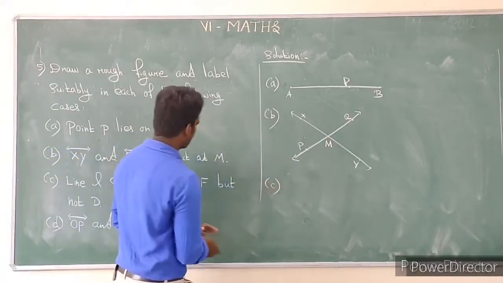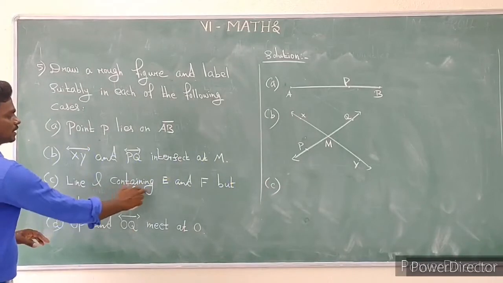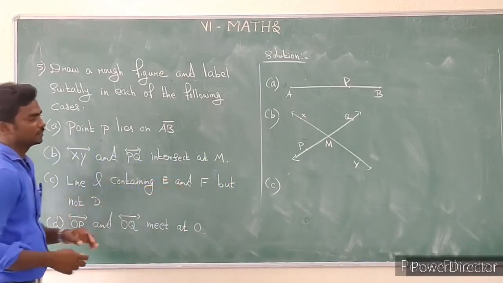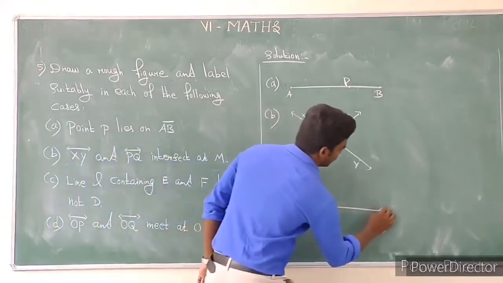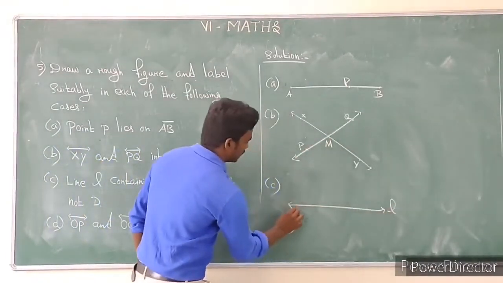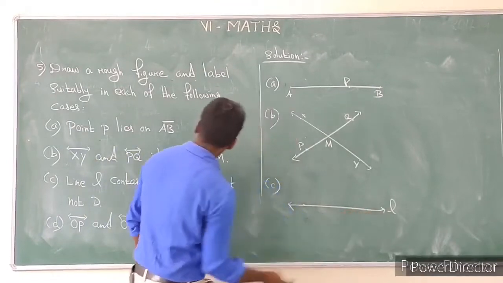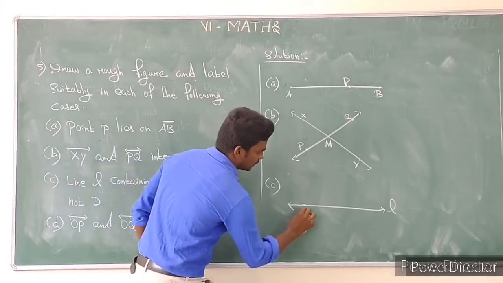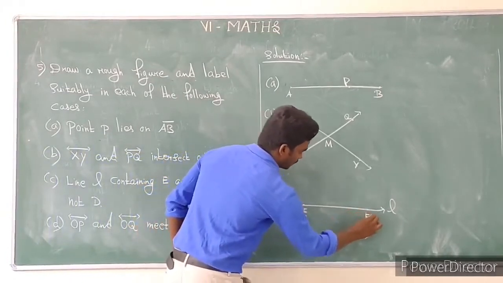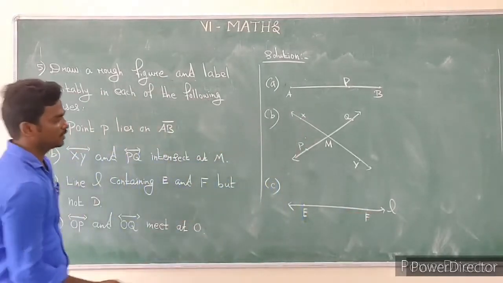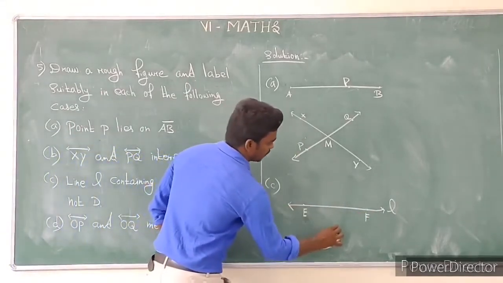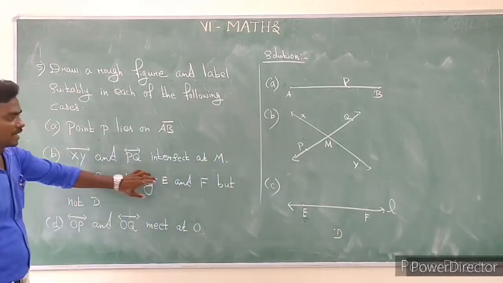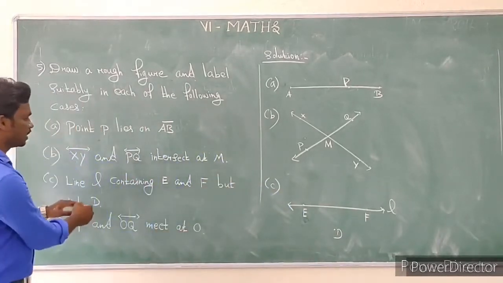What is the third question? Line L containing E and F but not D. So we can draw the line L, containing points E and F. But not D means the point D is not lying on the line L. So third one, line L containing point E and F but not D.